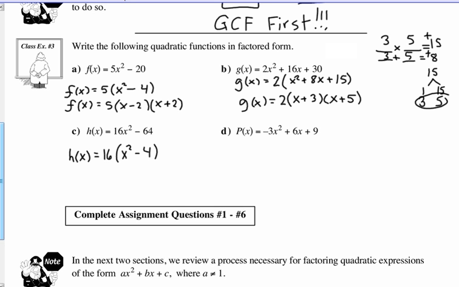Okay, what's that? That's an x squared. We can break them down more. How would you write that now? x minus 2 times x plus 2.